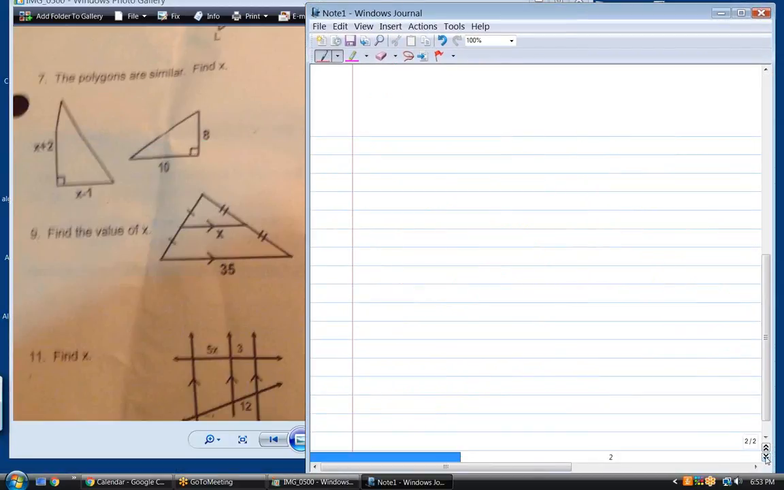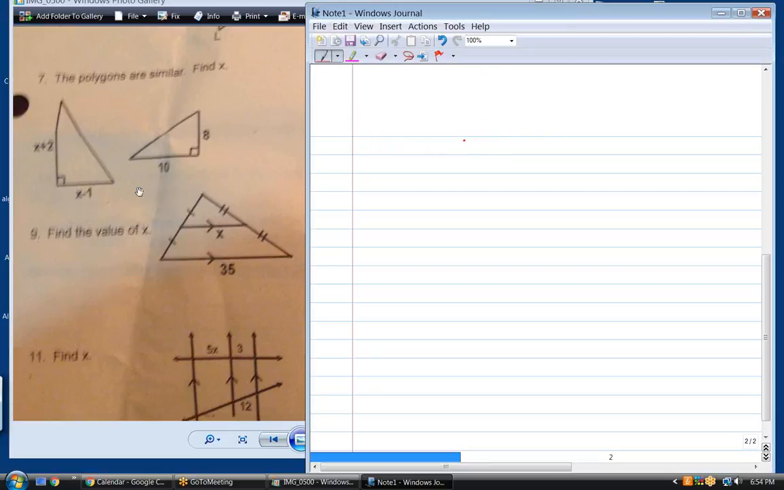Let's do 7. Based on what you're looking at, what equation can I use? Well, what equations can I write? You could have x plus 2 is equal to 10, but couldn't you also have x plus 2 over x plus 1 is equal to 10 over 8? That's better, because you can't say that x plus 2 is equal to 10. That's not equal to 10. If they were congruent, you could say that.